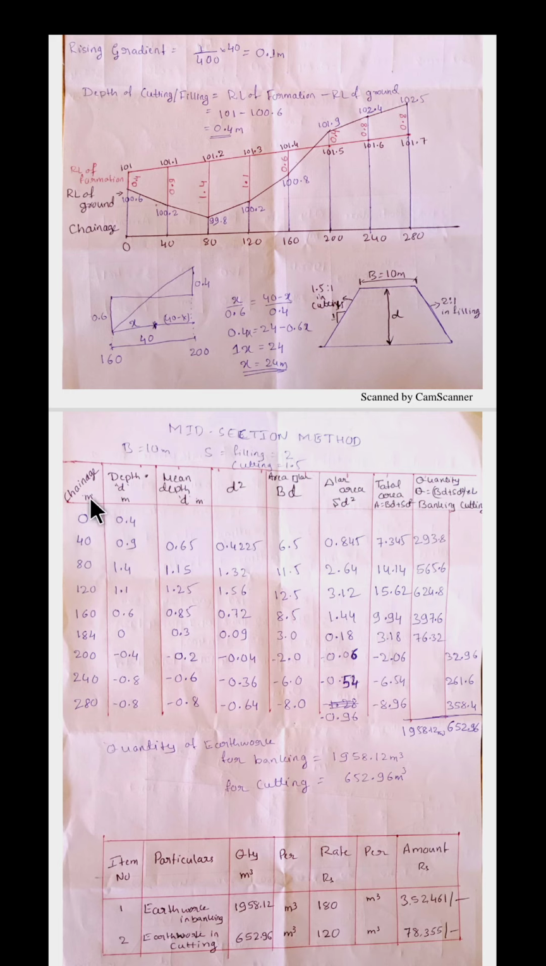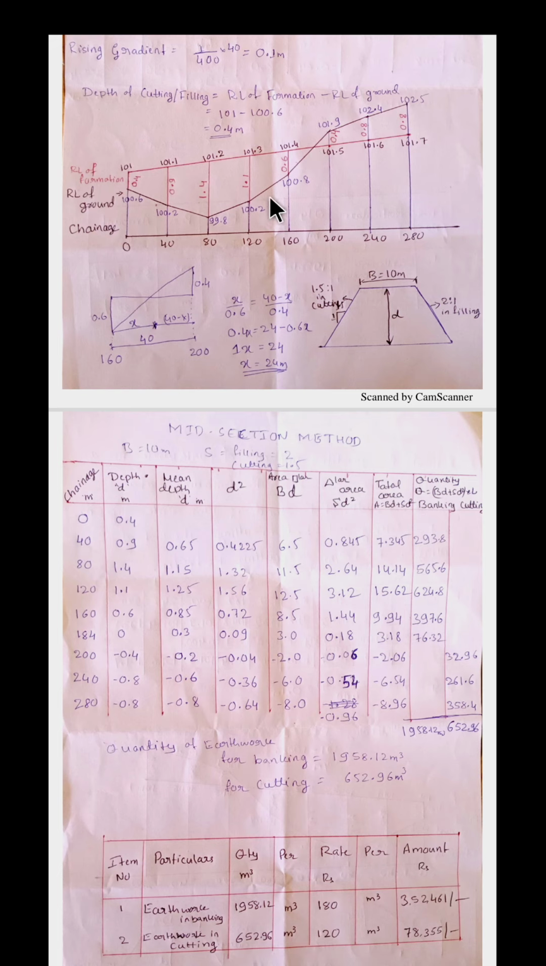Draw a table here. First enter the chainage details: 0, 40, 80, 120, 160, 184. So 184 I have inserted. 184 means it is 160 plus 24, so up to this we'll have to calculate for the banking. After this we'll have to calculate for the cutting. This is earthwork in cutting, and this is earthwork in banking.